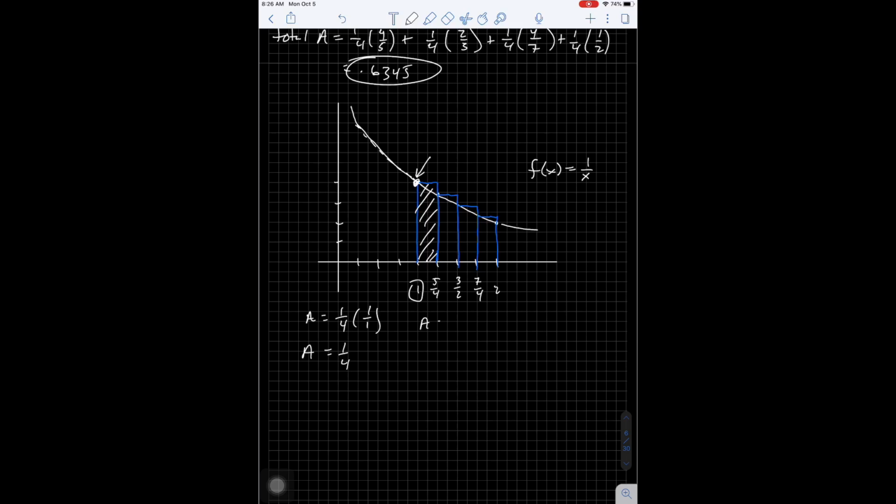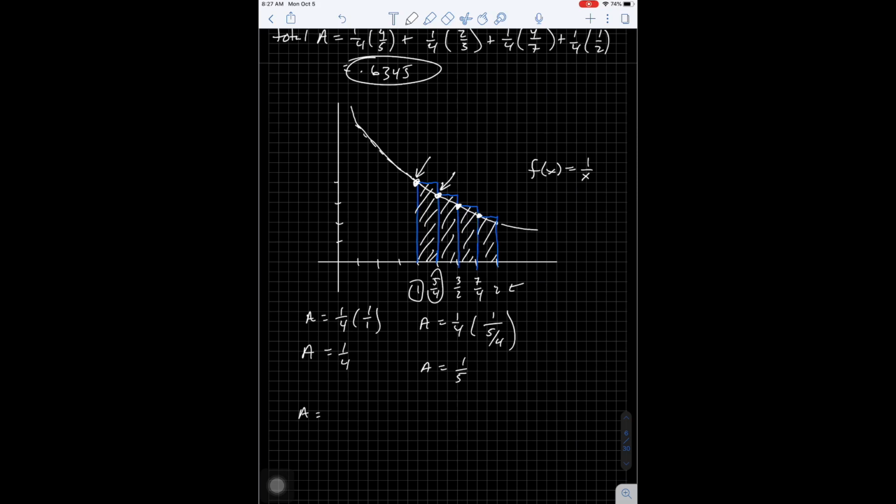That's our first rectangle. Our second rectangle is 1/4 width. And now here we're plugging in this value for our second rectangle, which is 5/4, which is going to be 1/5. Okay, and then this rectangle we're plugging in 3/2, and this rectangle we're plugging in 7/4. So on this picture, the 2 doesn't get plugged in. It never dictates a height, it's just the first 4 numbers.